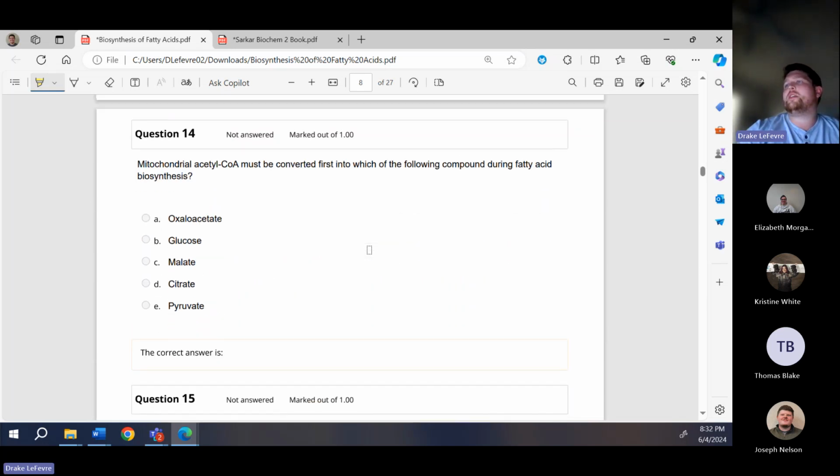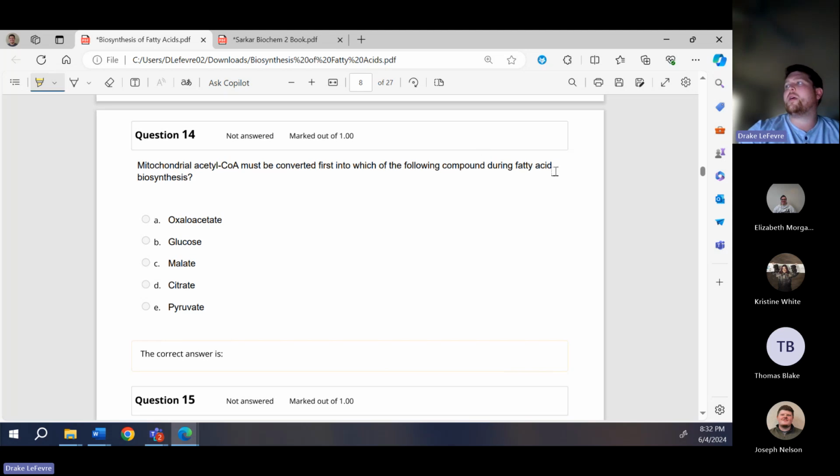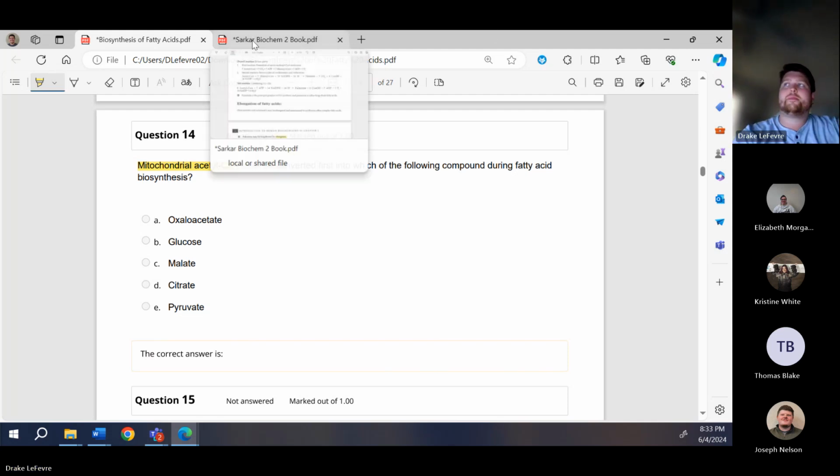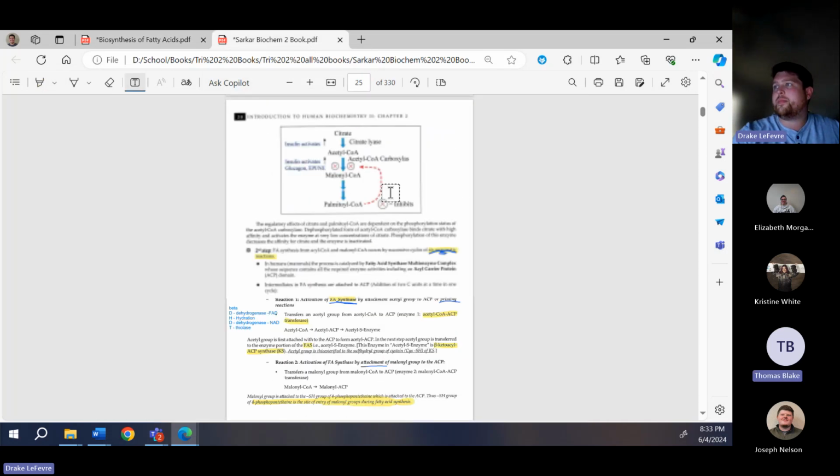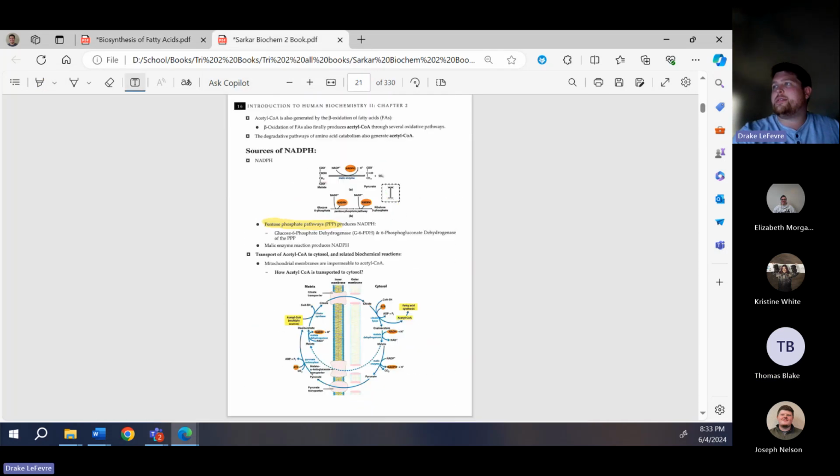Mitochondrial acetyl-CoA must be converted first into which of the following compounds during fatty acid biosynthesis? So we're looking at mitochondrial acetyl-CoA, right? We have to transport it into the cytosol before we can do all of that stuff. Does anybody remember what it gets turned into in order to cross from the mitochondria to the cytosol? I can pull it back up. Is that citrate? Yeah, it is citrate.